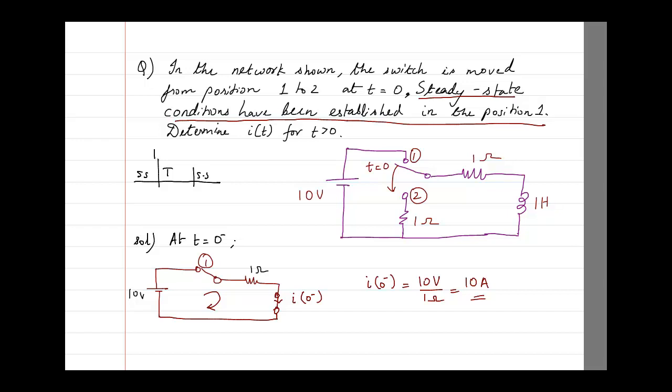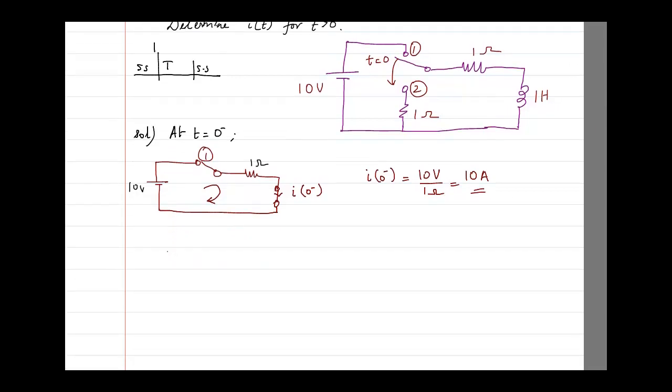The next thing I am going to do is find out the condition at the time after that, so at t greater than 0. So what has happened at t greater than 0? The switch has been made. The switch is now at 2. So what is the condition? Now the condition looks like this: I am having a resistor here, 1 ohm.